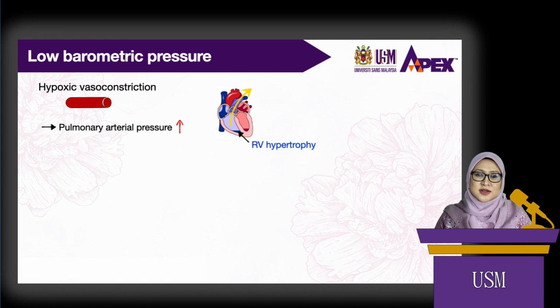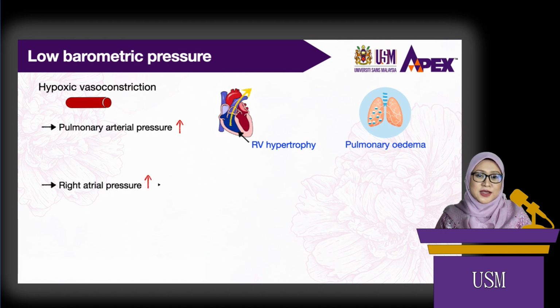Pulmonary vasoconstriction alters the Starling forces, with high capillary hydrostatic pressure leading to pulmonary edema. Hypoxic pulmonary vasoconstriction increases the right atrial pressure and releases the atrial natriuretic peptide hormone from the atrial wall to the blood. ANP increases the excretion of sodium and water in the urine, a condition called natriuresis.